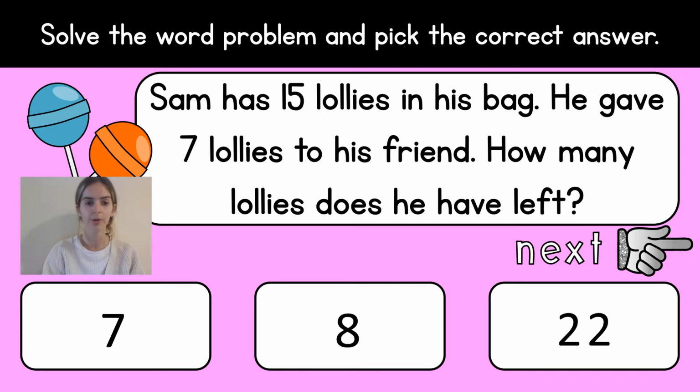So our problem says Sam has 15 lollies in his bag. He gave 7 lollies to his friend. How many lollies does he have left? And our answers that we can choose from are 7, 8 and 22. So let's have a look at how we can solve this problem today.